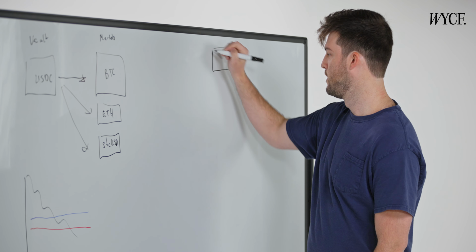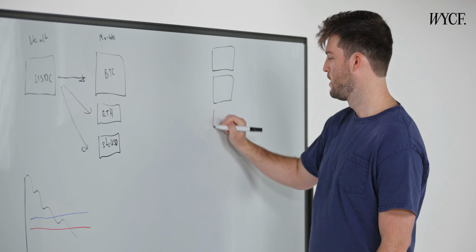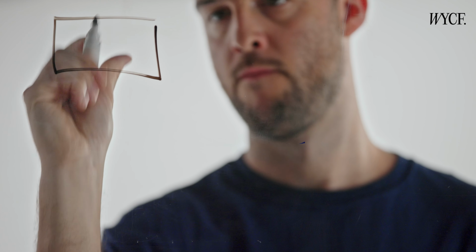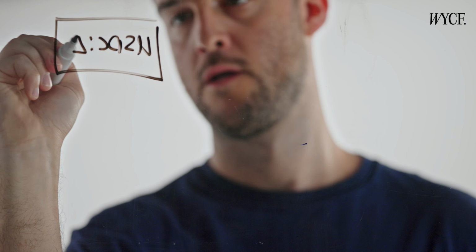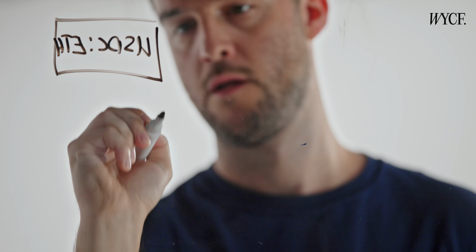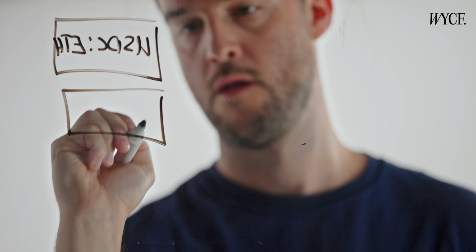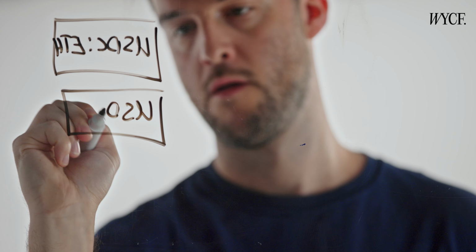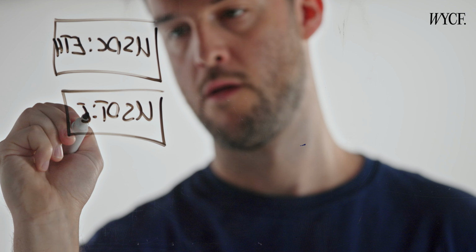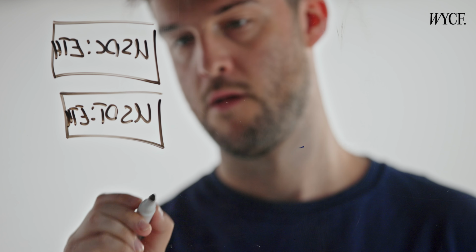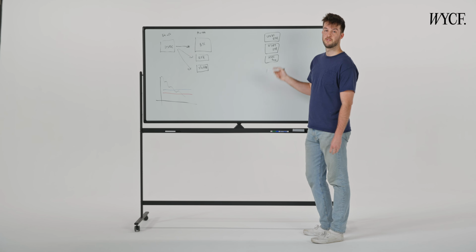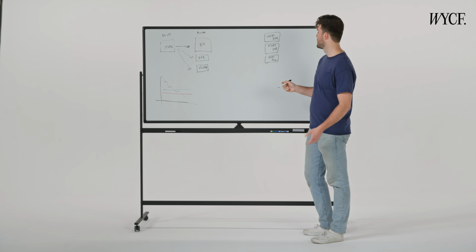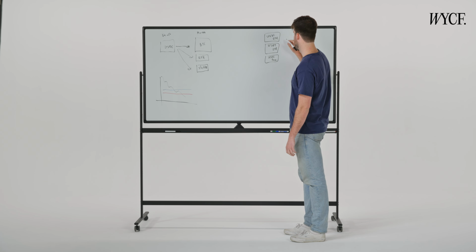We have, let's say we have USDC on ETH. We have USDT on ETH, and we have USDC on Base. And each of these vaults are going to be coming with different kinds of risk parameters that we are managing.